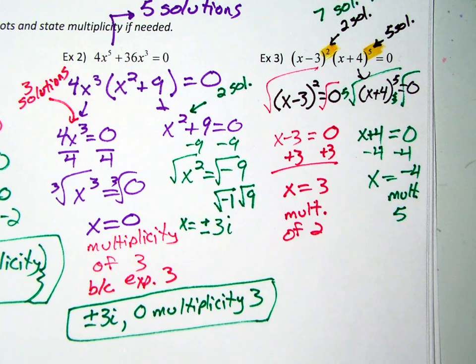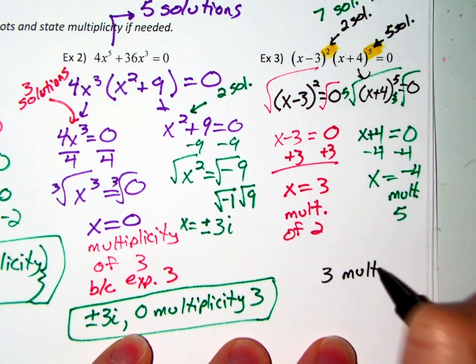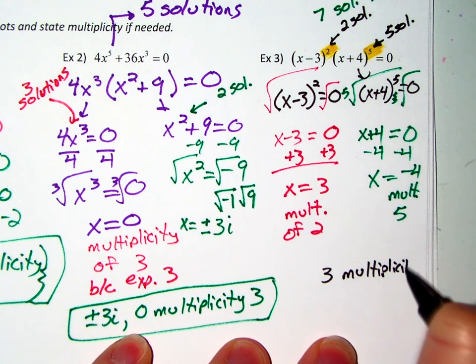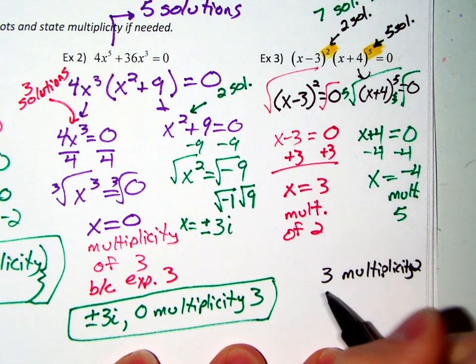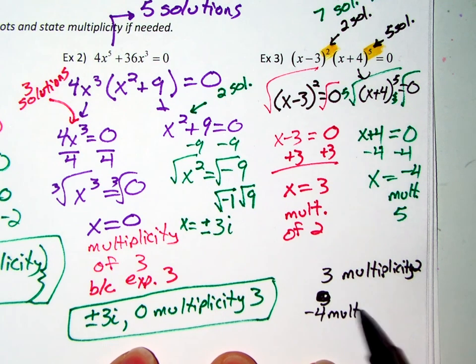So then I would just go ahead and write my final answer as being 3 multiplicity 2 and negative 4 multiplicity 5.